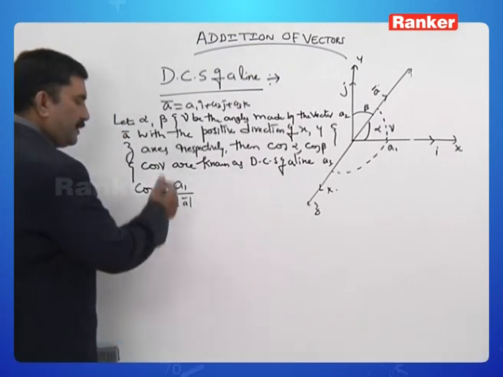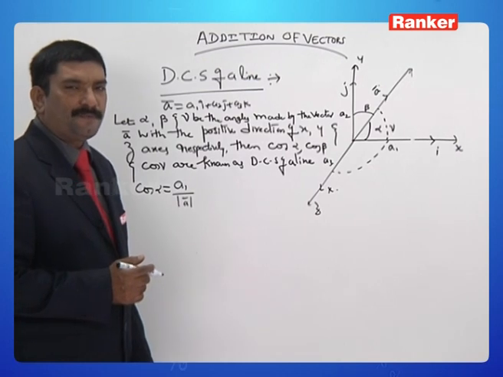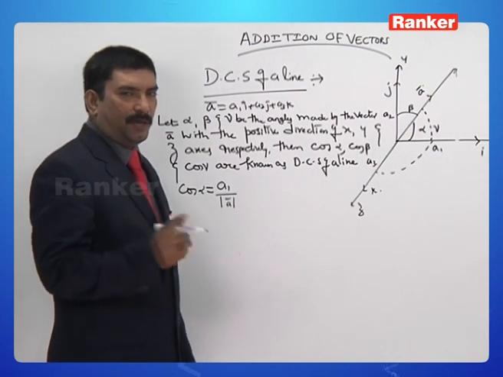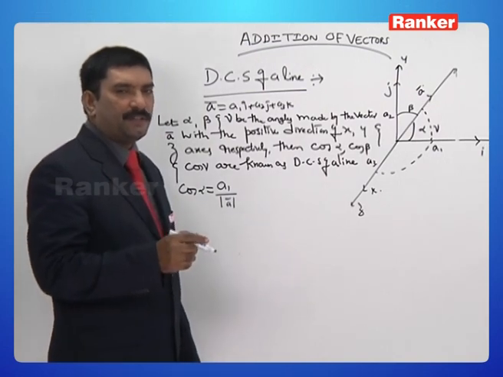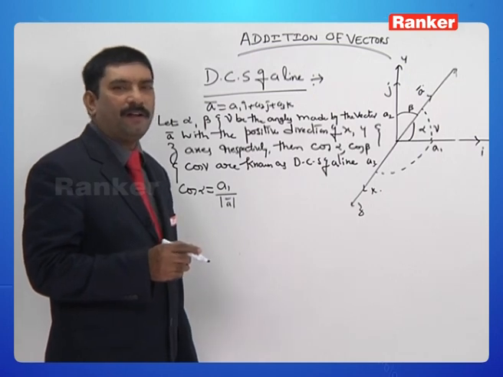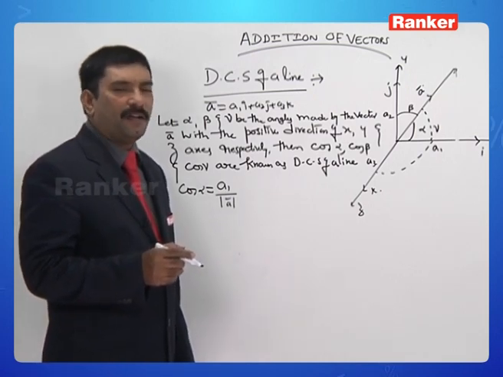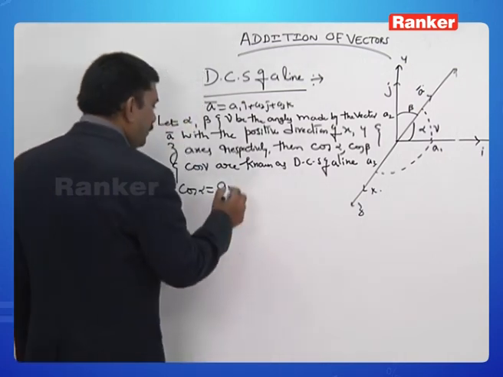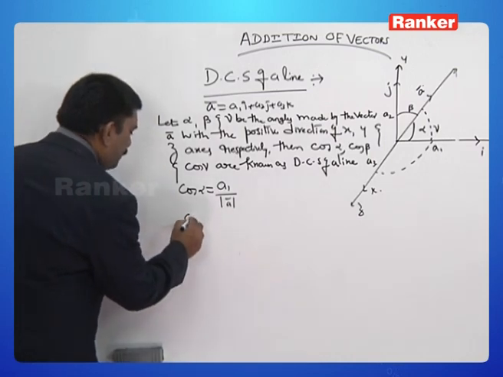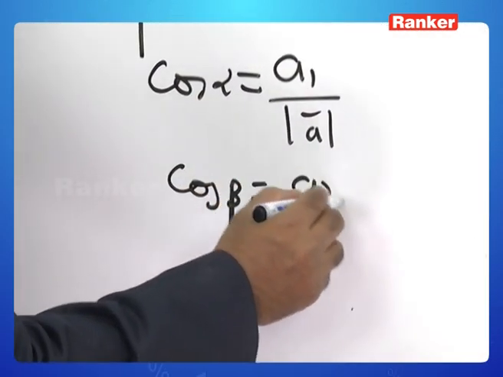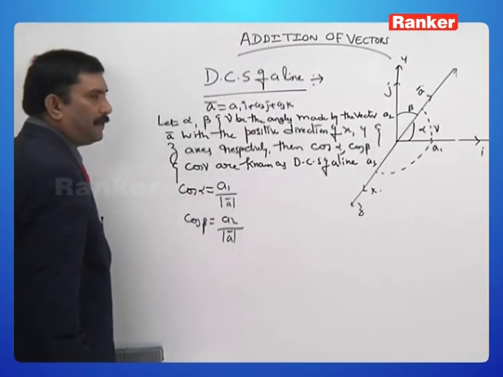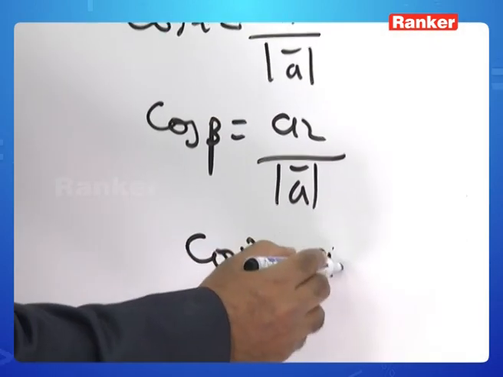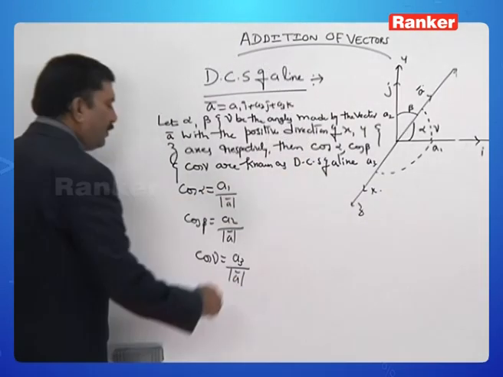So therefore, cos alpha is equal to A1 by modulus of A bar. A1 is the component along the x axis, A2 is the component along the y axis, and A3 is the component of A bar along the z axis. So therefore, A1 by modulus of A bar. Similarly, I can also write cos beta is equal to A2 by modulus of A bar, and cos gamma is equal to A3 by modulus of A bar.